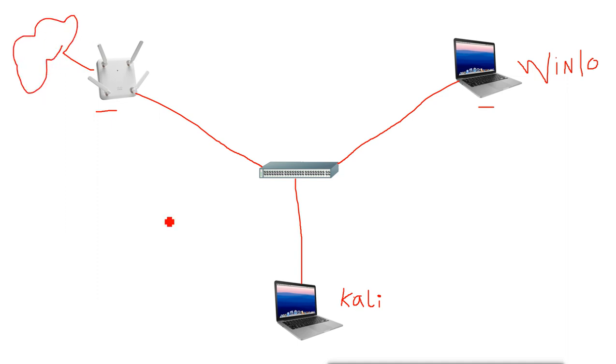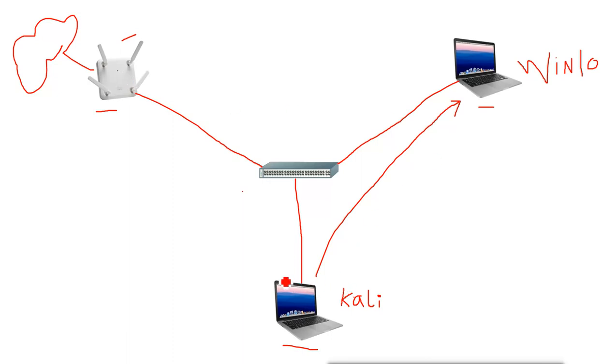Now I will poison the ARP cache of this Windows 10 machine, so that this router's MAC address is this Kali's MAC address. That means the IP will be the router's IP and the MAC address will be my Kali machine's MAC address. So any data this Windows 10 wants to send to this router, it is going to send to me.